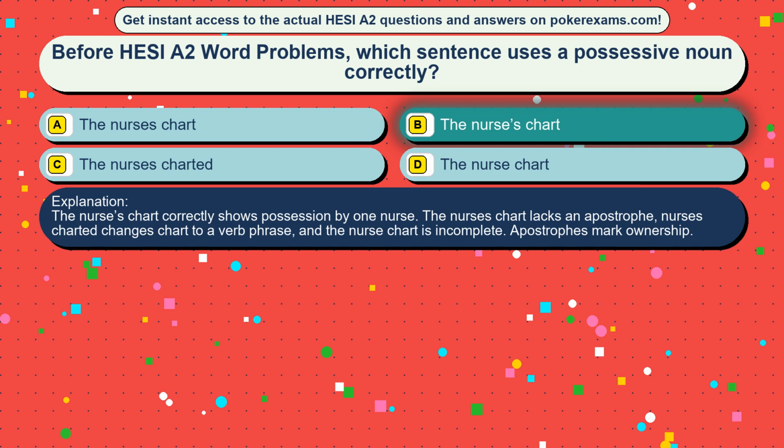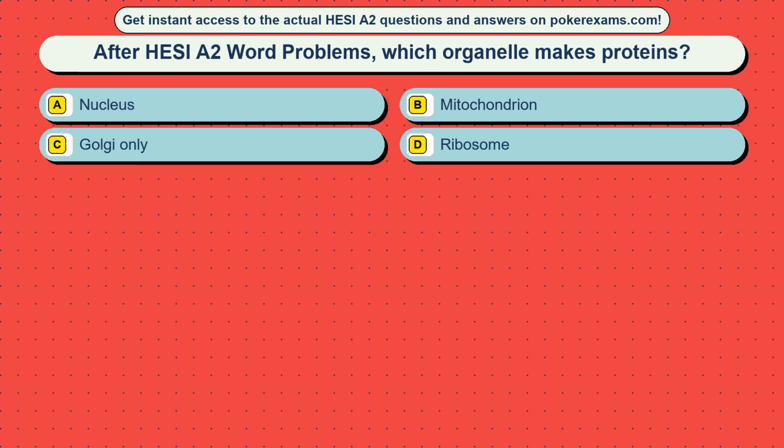The nurse's chart correctly shows possession by one nurse. The nurses chart lacks an apostrophe. Nurse is charted changes chart to a verb phrase, and the nurse chart is incomplete. Apostrophes mark ownership.